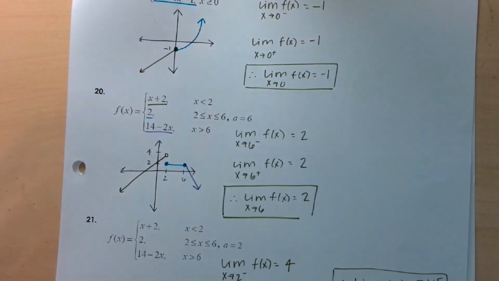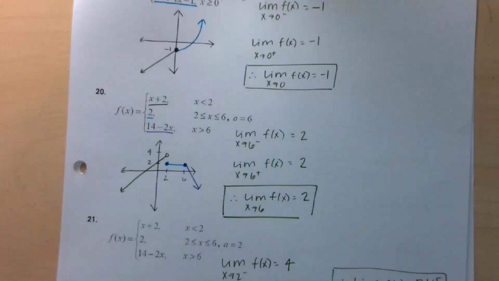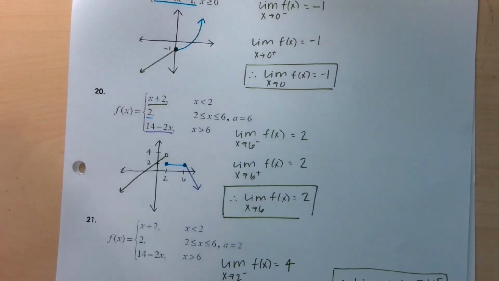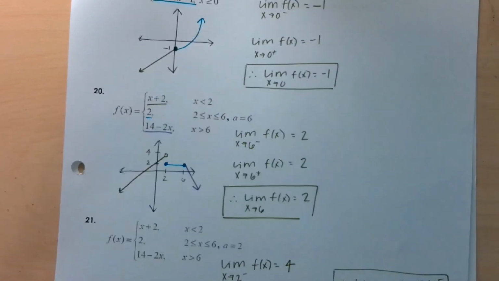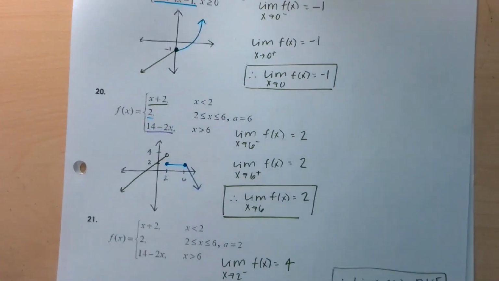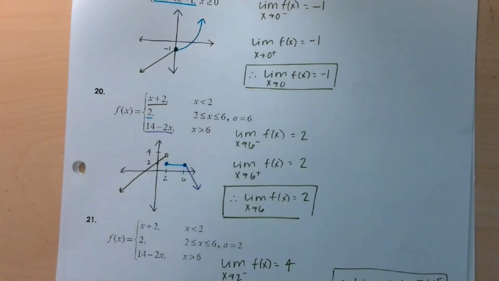Okay. Hopefully from a graph, they're pretty straightforward. Again, the biggest thing to remember is that you can have a limit at a whole. Your function value does not have to be the same as your limit value. And yeah, that's kind of it.